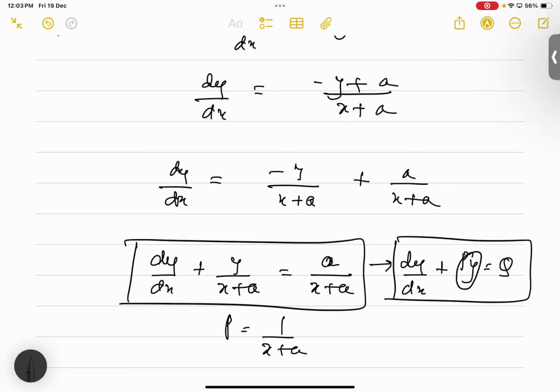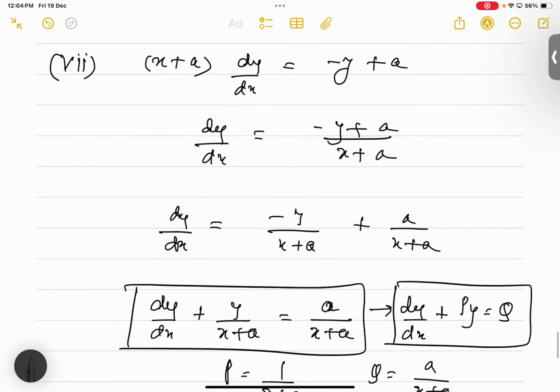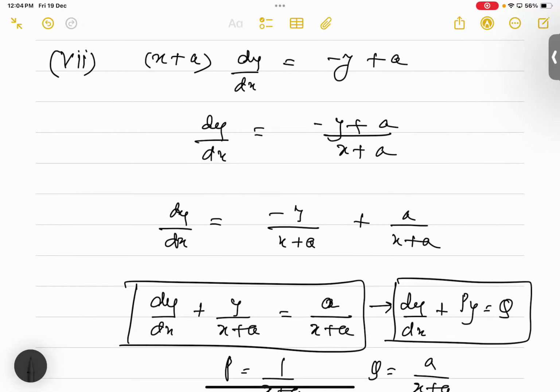Because y is this y. And what is q? a upon x plus a. Did you understand this? Start copying. First you copy this much and then you can start step number 1 and step number 2. That's very simple.